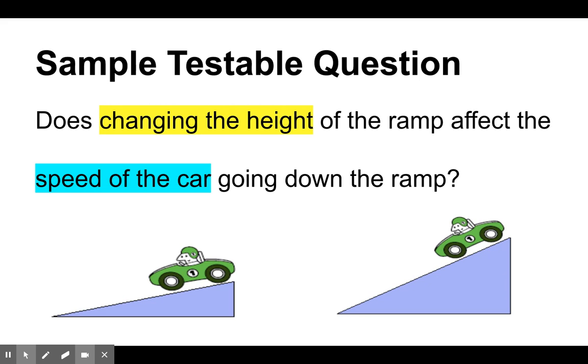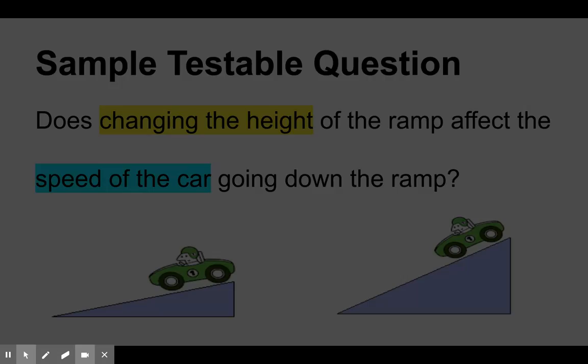All right, so here's an example testable question. You could write this down, please, under your definition as well. Does changing the height of the ramp affect the speed of the car going down the ramp? Now, if you think about what we wrote previously, where it said we're changing only one thing, that's what's highlighted in yellow here, changing the height of the ramp. And what we're trying to determine whether or not it affects is the speed of the car.